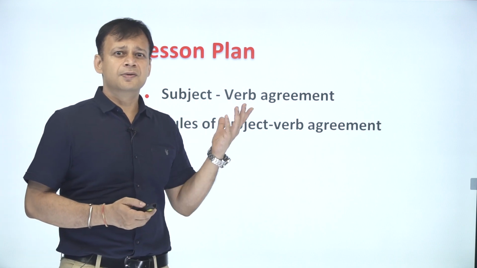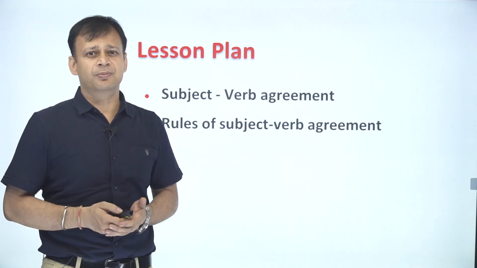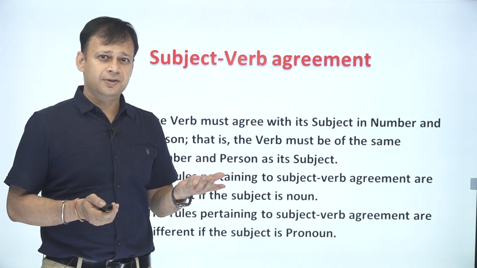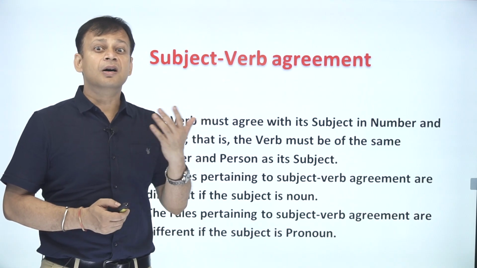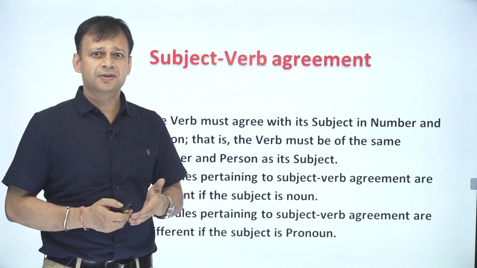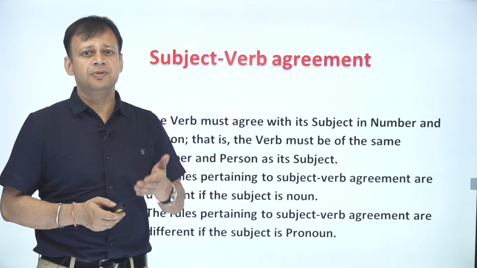The lesson plan revolves around subject-verb agreement and the rules of subject-verb agreement. The golden rule is the verb must agree with its subject in number and person. That is, the verb must be of the same number and the person as its subject.